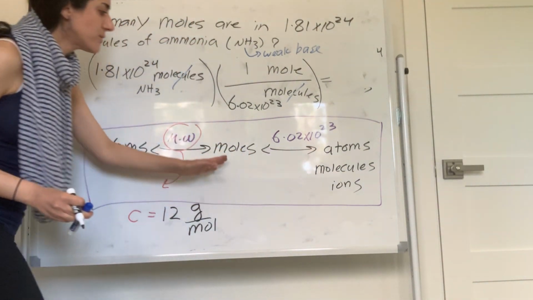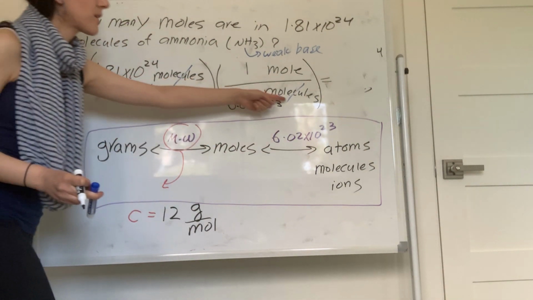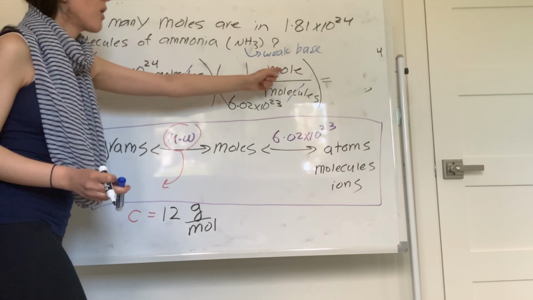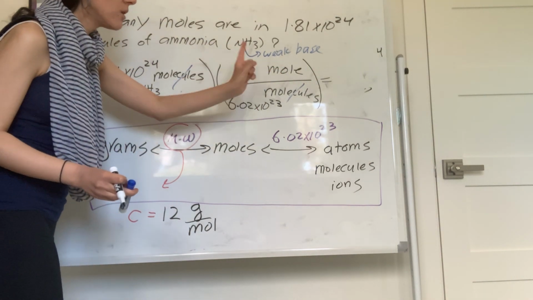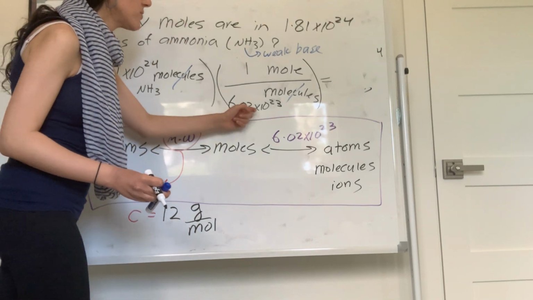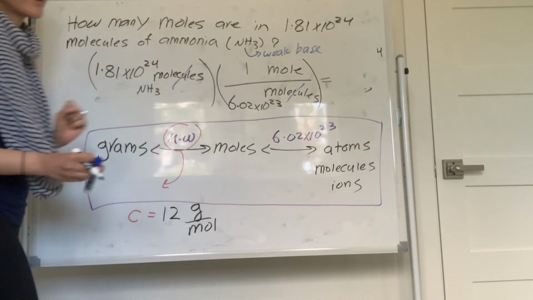To go from molecules to moles, I need Avogadro's number. I don't want molecules, so it's going to go down here so I can cancel it out. I want mole on top. Now, what's the conversion here? 1 mole is 6.02 times 10 to the 23rd molecules. So molecules can cancel out, and I can end up with moles.